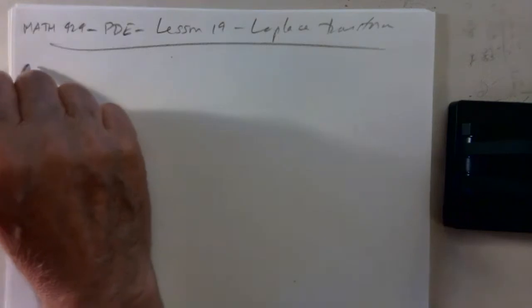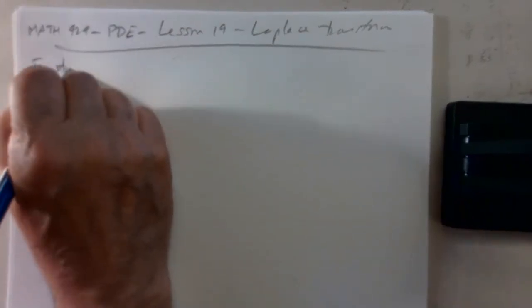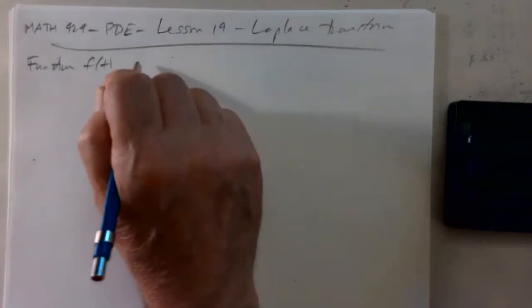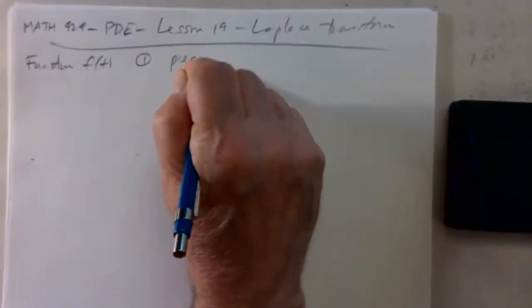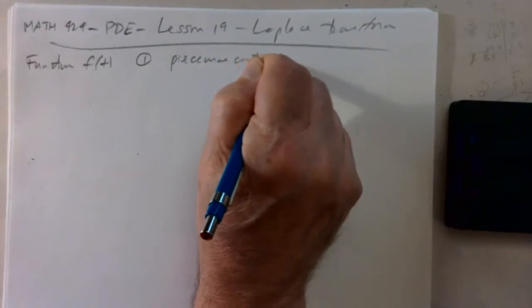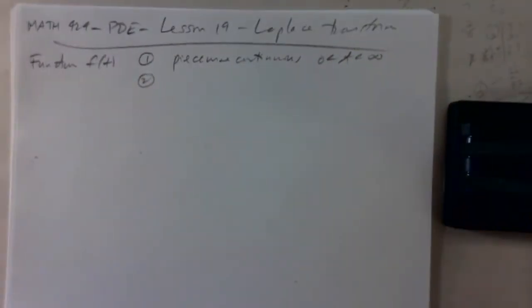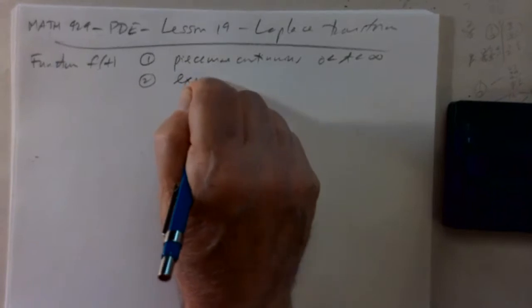So if we have a function f of t, the function has to satisfy some simple property that almost every function we deal with satisfies. It's piecewise continuous from 0 to infinity, and has exponential growth at infinity.